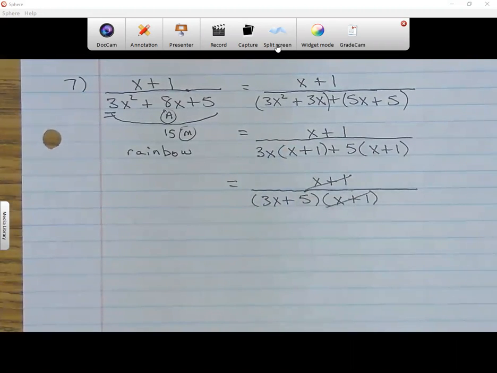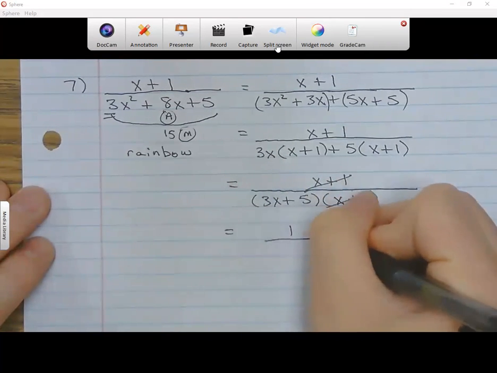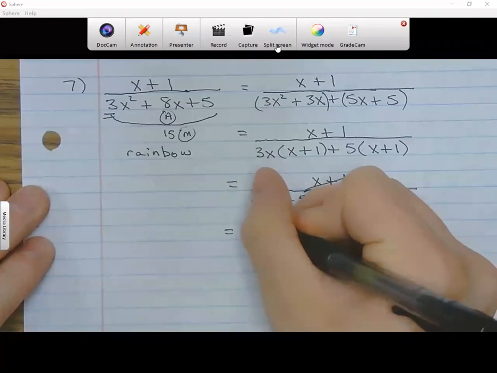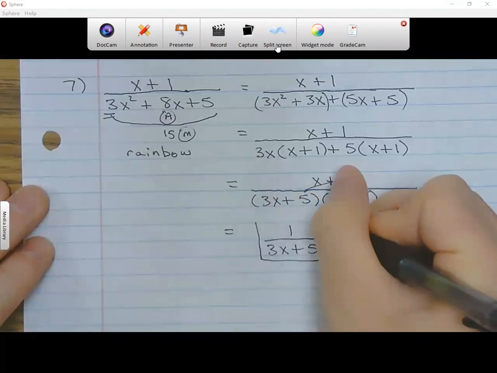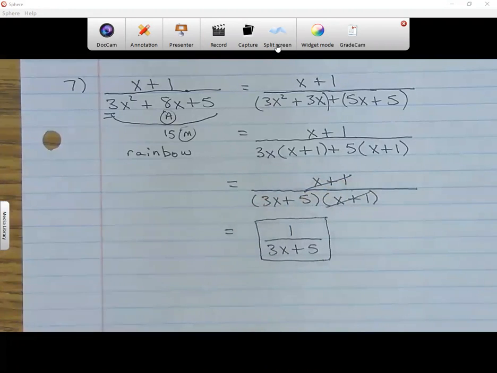So now that I have nothing left on the top, but everything is left on the bottom, I'm going to keep a 1 at the top. The 1 is going to stay at the top, but what's going to be on the bottom? The 3x plus 5. And that's pretty much it. I cannot reduce anymore. Okay, so now we've got the simplified form.